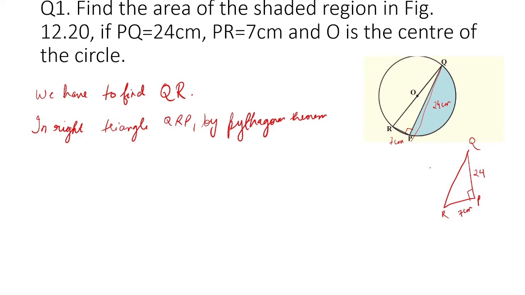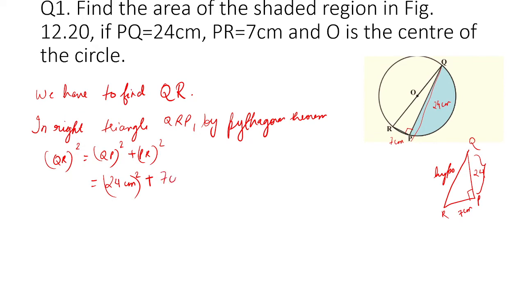Hypotenuse in this case is QR, QP is going to be the perpendicular and RP is going to be the base. So QR square equal to QP square plus PR square. We already know the value of PQ or QP, you could just name it anything you want. QP is 24 centimeter, square, and PR is 7 centimeter, whole thing square. And we're going to find out QR. We don't know what QR is.